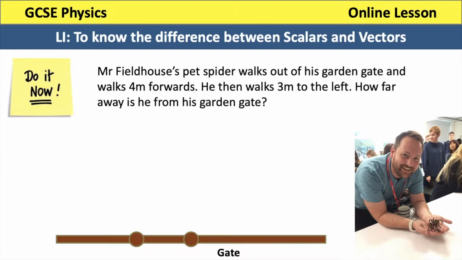Now for the starting task, I've presented you with a problem here that you might be familiar with from earlier down the school. We've got Mr. Fieldhouse with his pet spider that leaves his garden gate and walks 4 metres forwards. He then walks 3 metres to the left, and the question is how far away is the spider from the garden gate? Now I'm going to ask you to pause the video, work this out in whichever way you prefer. There is more than one way of working this out, so pause the video and then press play to see if you get the question correct.